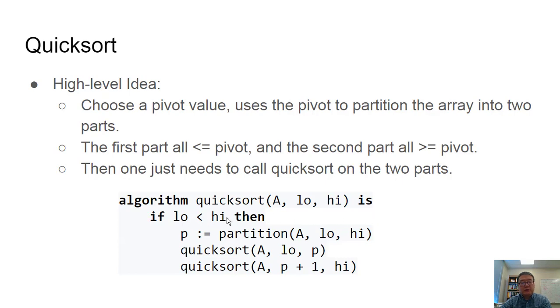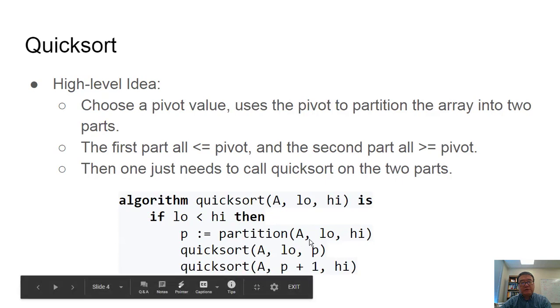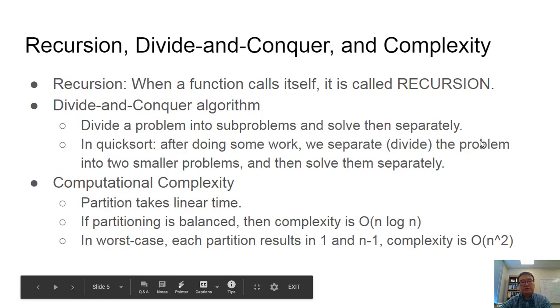When it contains more than one element, then we first do the partition, and this partition function will return an index. And the next part, we will sort from low to p, and then from p plus 1 to high. These two subarrays are disjoint, and p is the index of the last element in the first part. So that's the quicksort pseudocode.